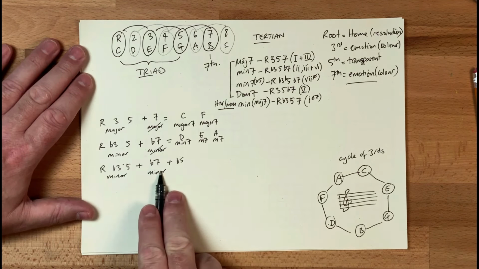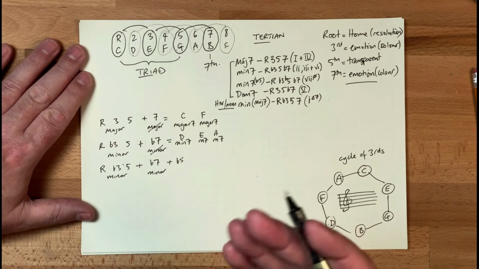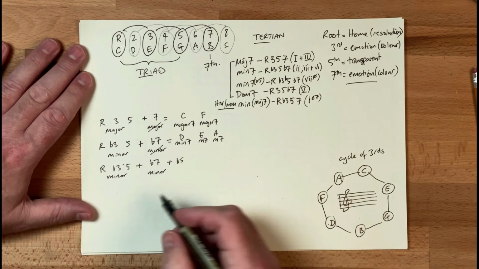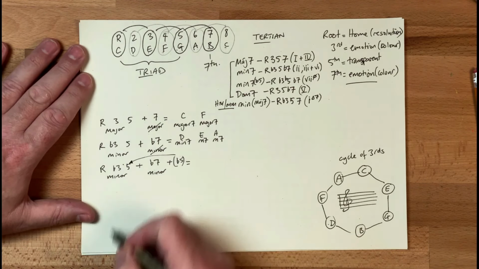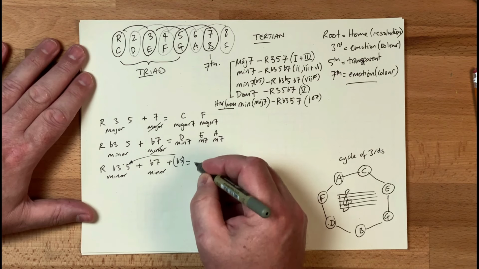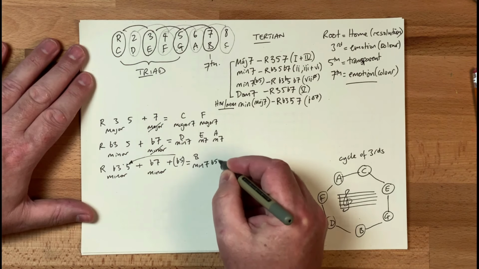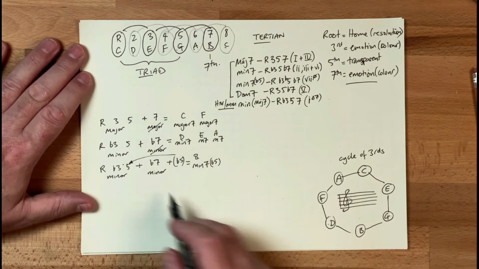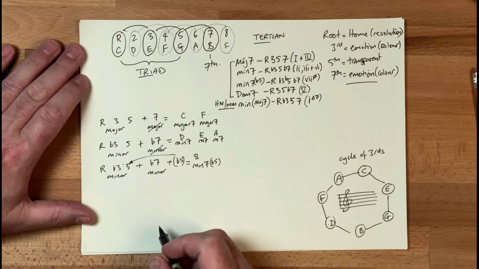Yes, to fully diminish this, the flat 7 would have to go down a half step to get a diminished 7th, and then it would be a fully diminished chord. But in this instance, we're just adding that to the equation, making that alteration. So that would give us, in this key, B minor 7 flat 5, otherwise known as half diminished. If you flatten the 7th, then you're going to get a full diminished chord.